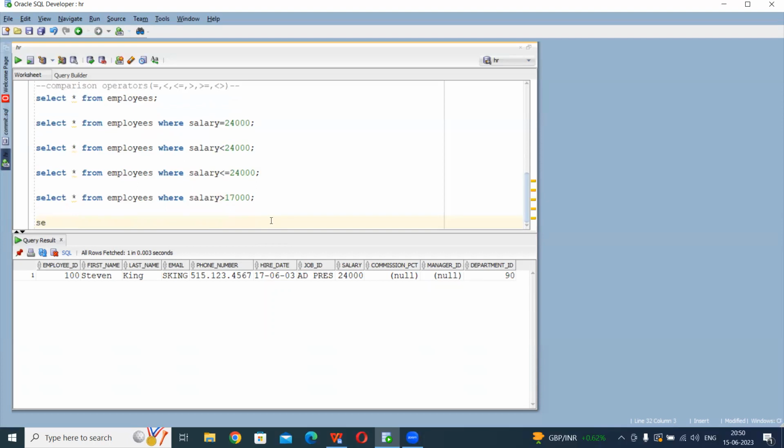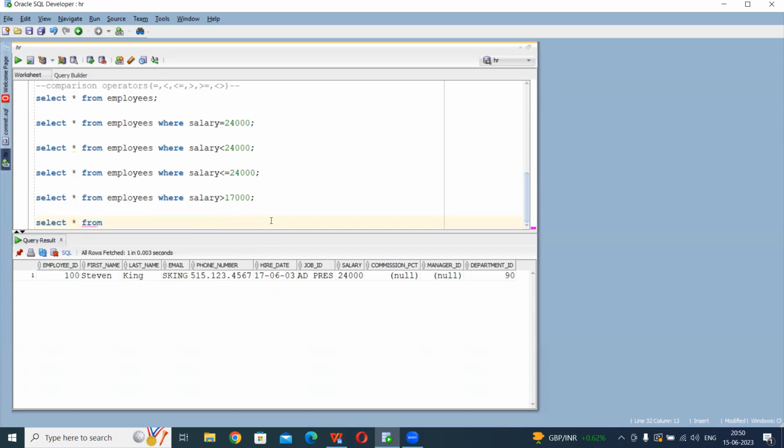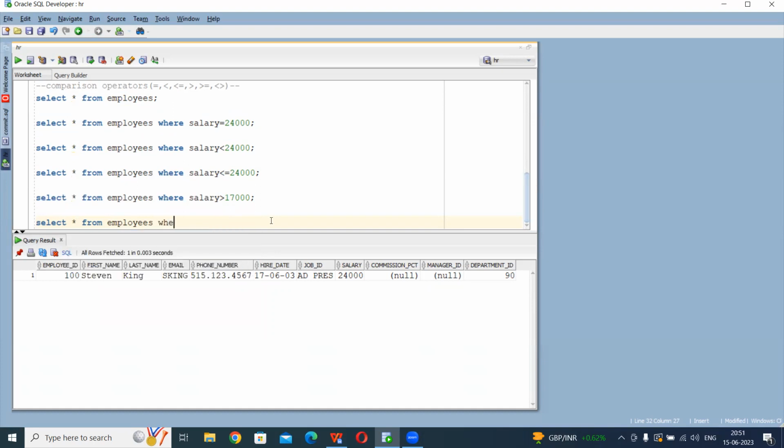How do we write our query? We'll write our query starting with the select keyword. After select, I have mentioned star. After star, I have mentioned the from clause. After this from clause, I have given my table name as employees. Immediately after the table name, we need to mention the where keyword. After this where keyword, I have given my condition as salary greater than or equals to 17,000. After this, we'll terminate our query with a simple semicolon.